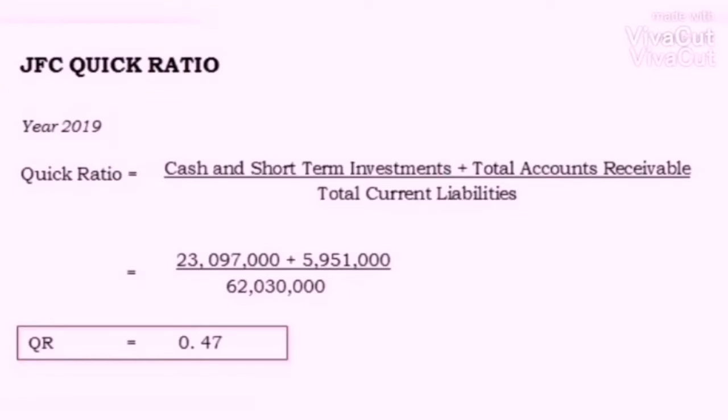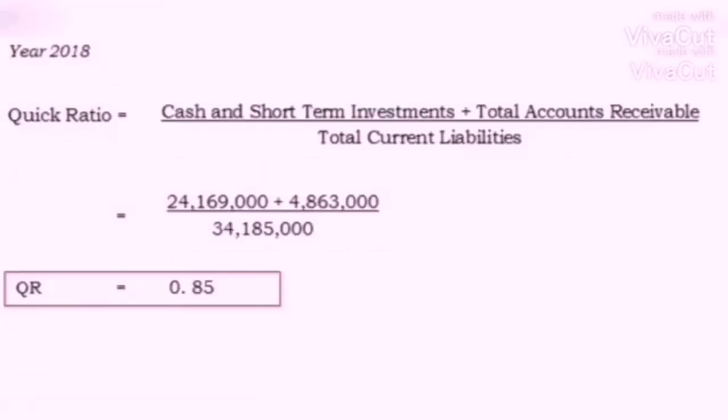So for the year 2019, the quick ratio for the Jollibee Food Corporation is 0.47. On the year 2018, the amount of cash and short-term investment is 24,169,000 plus the total accounts receivable of 4,863,000 divided by the total current liabilities of 34,185,000. This gives us a quick ratio for the Jollibee Foods Corporation in the year 2018 of 0.85.